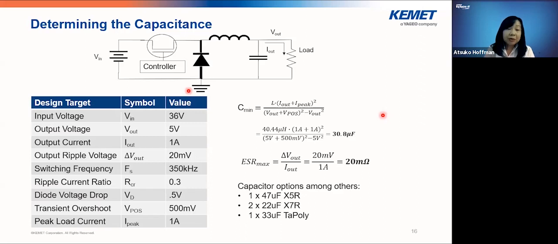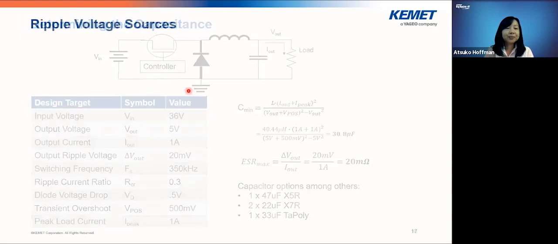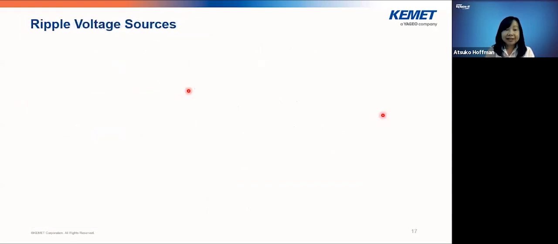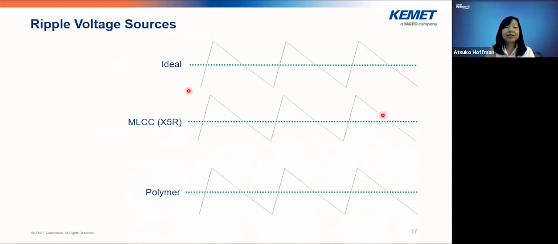You have choices of using different types of capacitor technology. We put 3 examples here. One piece of 47 microfarad X5R, 2 pieces of 22 microfarad X7R MLCCs in parallel, and then 1 piece of 33 microfarad tantalum polymer capacitor. And different capacitors have different effects on ripple voltage waveforms. Here we have the ideal capacitor, MLCC, and then the tantalum polymer capacitor ripple voltage waveforms.